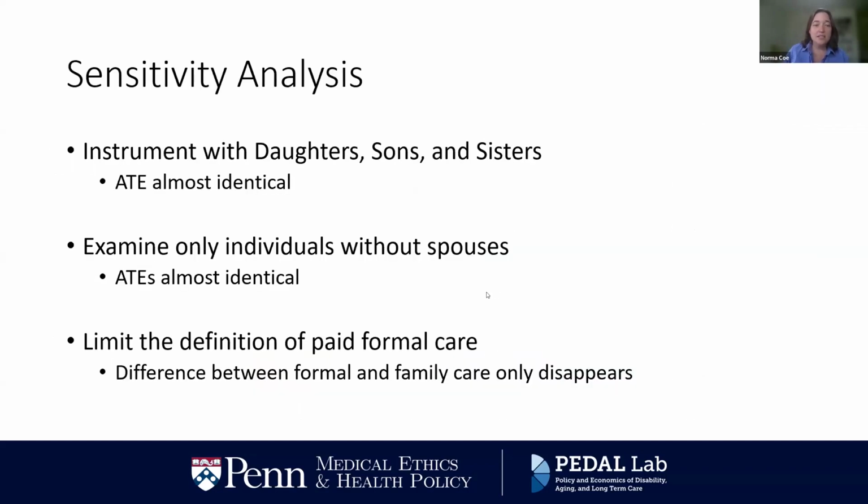We have done a lot of sensitivity analysis. We tried different instruments and different combinations of the instruments, breaking down not just the number of children, but also the gender distribution of the children and the siblings. Because we're using two-stage residual inclusion and not doing LATEs, our average treatment effects are almost identical when we change the instruments.